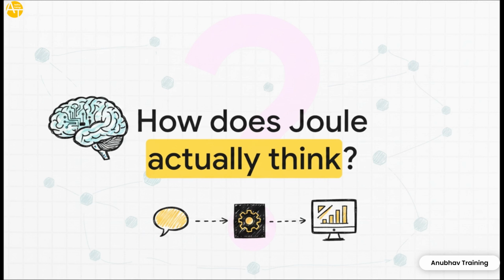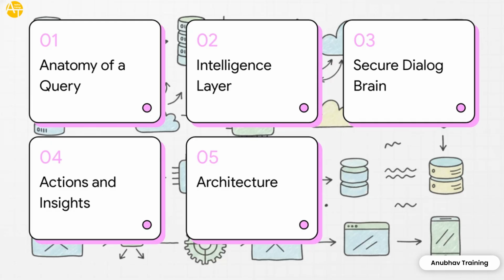We're going to trace the exact chronological journey of a single prompt so you can really understand the incredibly sophisticated orchestration that's happening right beneath your fingertips. Okay, let's dive into this. Here is a quick look at our roadmap. First, we'll look at the anatomy of a query. Second, Joule's intelligence layer. Third, the secure dialogue brain. Fourth, delivering actions and insights. And finally, we'll wrap up with the enterprise architecture.